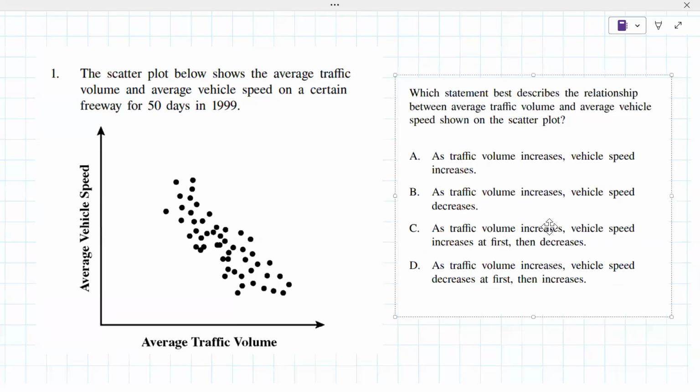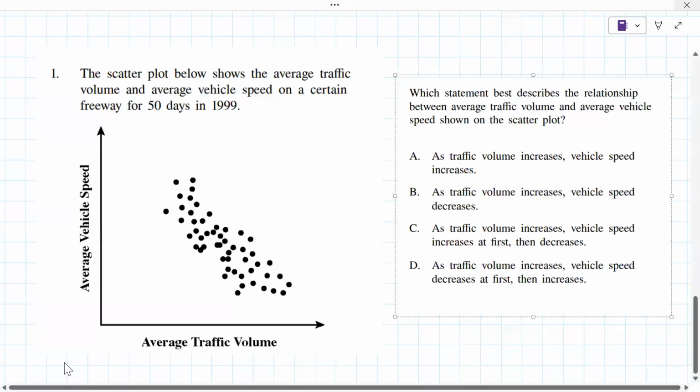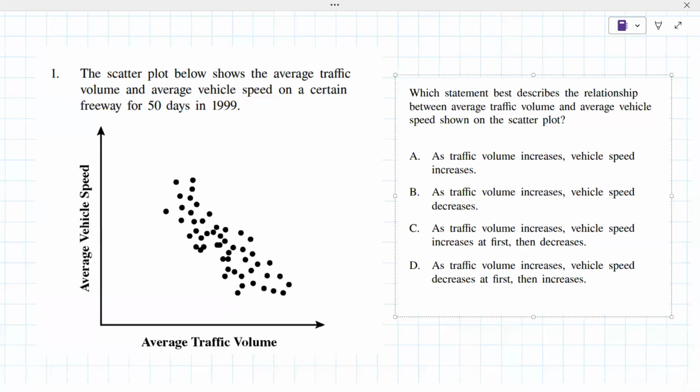Would it be B? Why is it B? I'm not saying you're wrong. I'm just asking why is it B? Because when you're in traffic, you go slower, and when you're not in traffic, you go faster. Good. So is this positive or negative correlation? Negative. And is it strong or weak or moderate in your opinion? Strong. Okay, I agree. Yeah, strong negative.